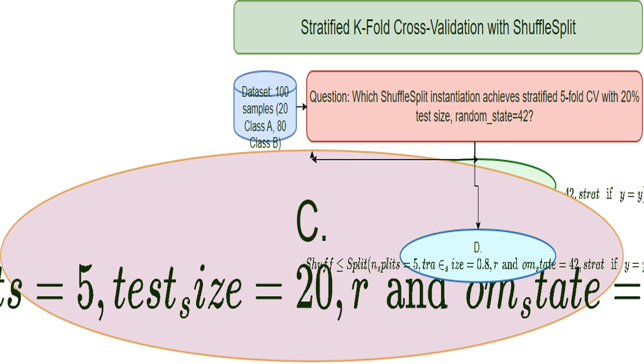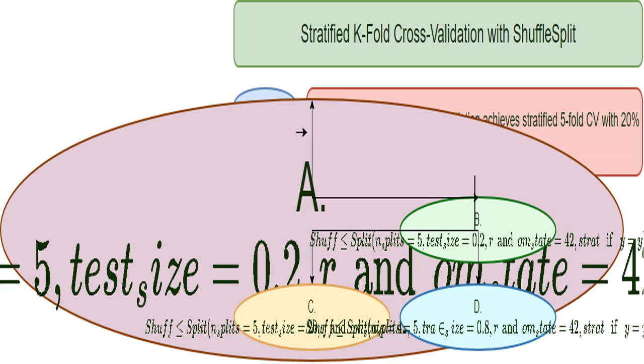ShuffleSplit expects a proportion or another integer that represents the size of the training set. This option is incorrect because it's missing stratify. Without stratify the splits won't be stratified, and I could end up with test sets that don't represent my Class A and Class B accurately.